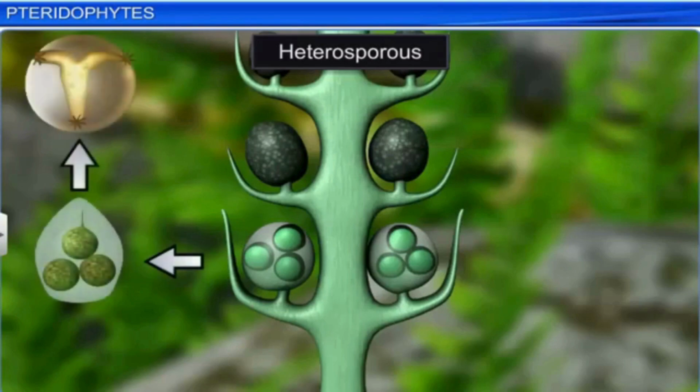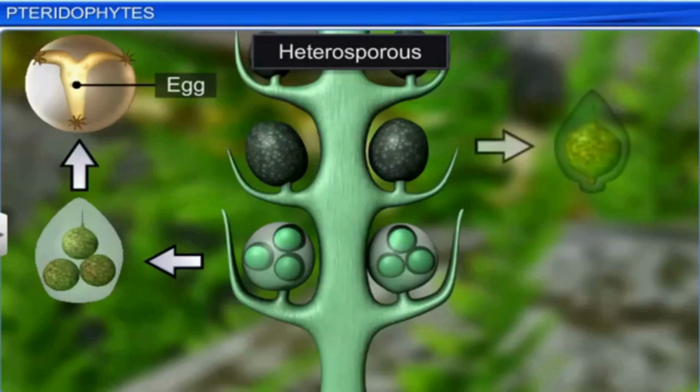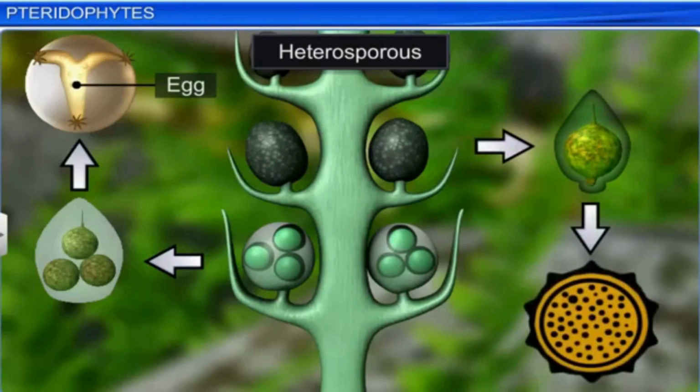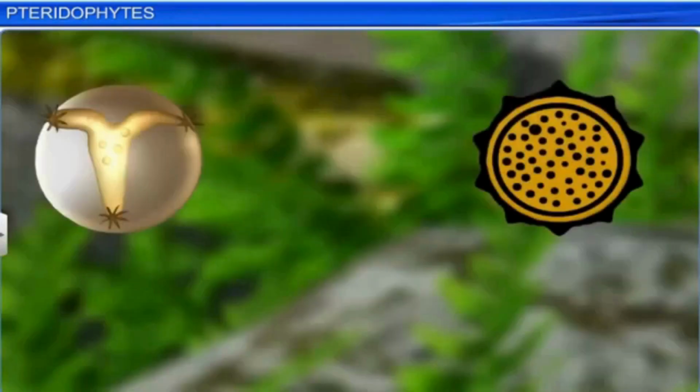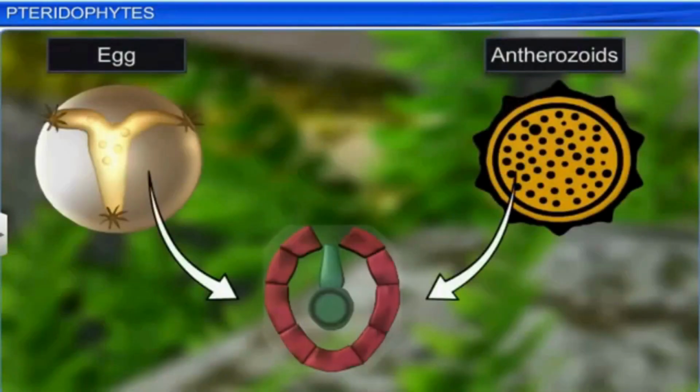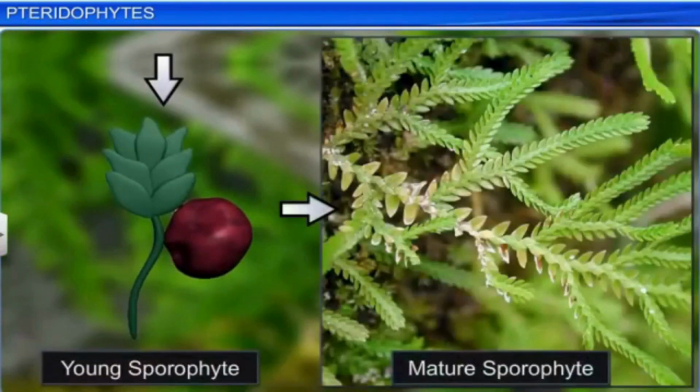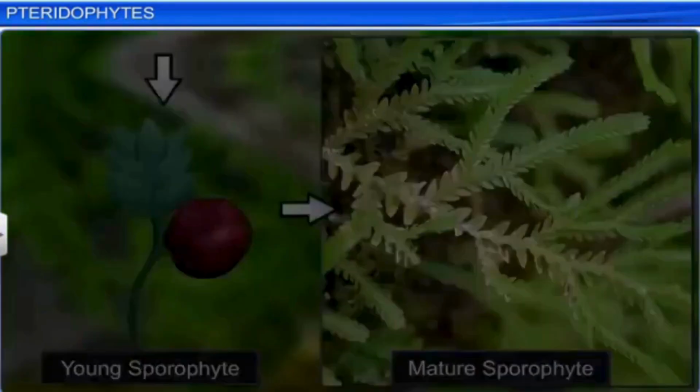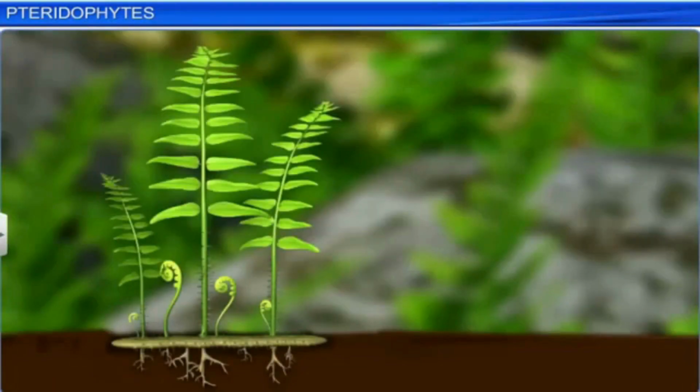Megaspores germinate into female gametophytes, which produce eggs, while microspores germinate into male gametophytes, which produce antherozoids. The egg and antherozoid fuse to form a zygote, which develops into a young embryo, which then gives rise to a sporophyte. These pteridophytes occupy an important place in the plant kingdom, as they were the first plants to have true roots, stems and leaves, as well as vascular tissues.